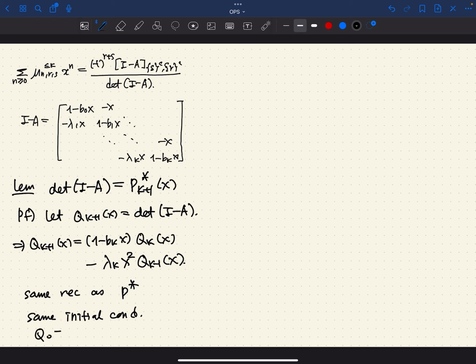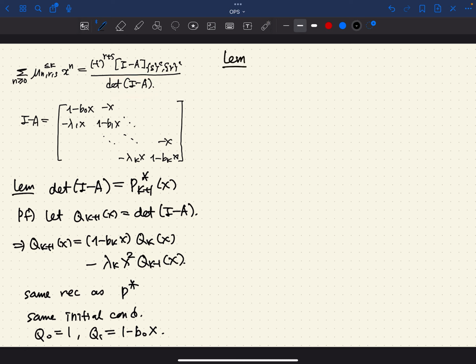And the same initial condition. Oh, sorry, the index is k plus 1. So q_0 is the empty matrix, whose determinant is defined to be 1. And q_1 equals, we have now only one entry like this. They have the same initial condition, so they must be the same. Okay? And now the denominator has been computed. So what about the numerator?